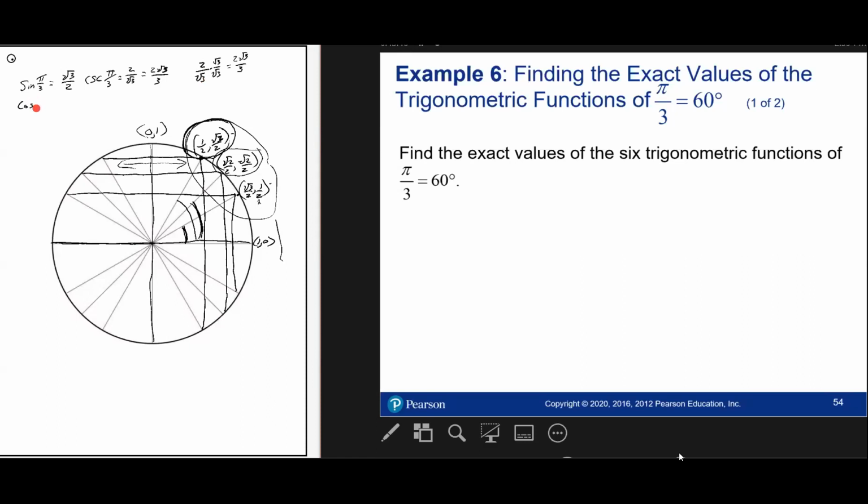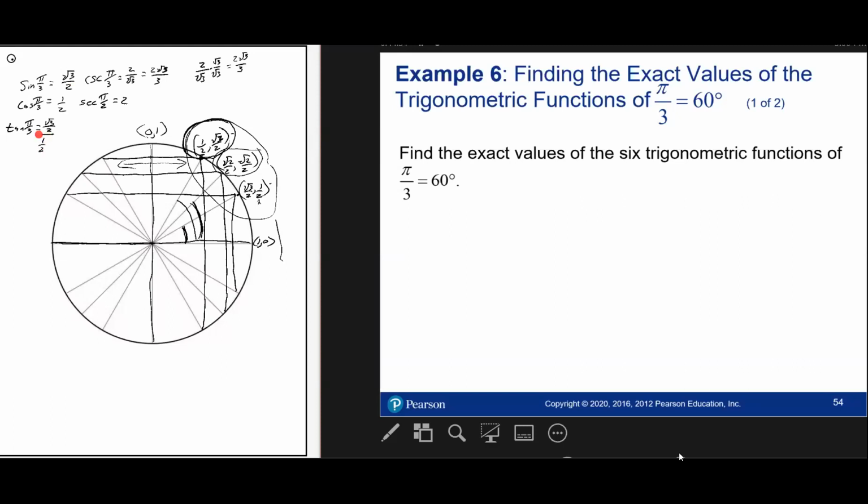Just be glad it's not in the 5th degree. Okay. So the cosine of pi over 3 is the x value of that point, which is 1/2. And so the secant is the reciprocal of that 1/2, which is 2. Tangent of pi over 3 is sine over cosine, or y over x. So that's going to be the square root of 3/2 divided by 1/2.